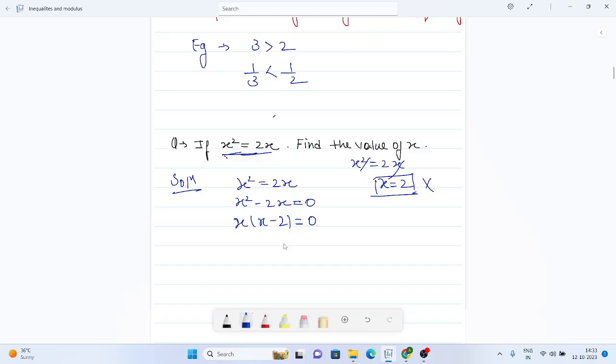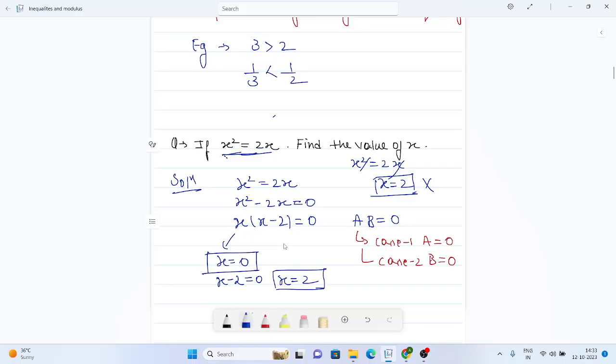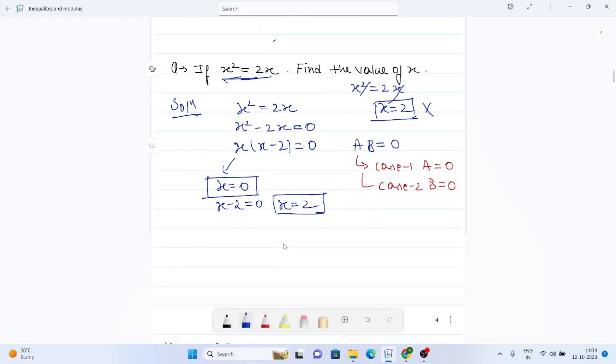Now tell me, if I say ab equal to 0, this is only possible when either case 1, a is 0, or case 2, b is 0. So if here I consider ab, what is the possible solution? Either x is 0 or x minus 2 equal to 0. From here I got x equal to 2. So I got two values of x, x equal to 0 and 2. This is the solution of this question. So note down this, then we move forward.